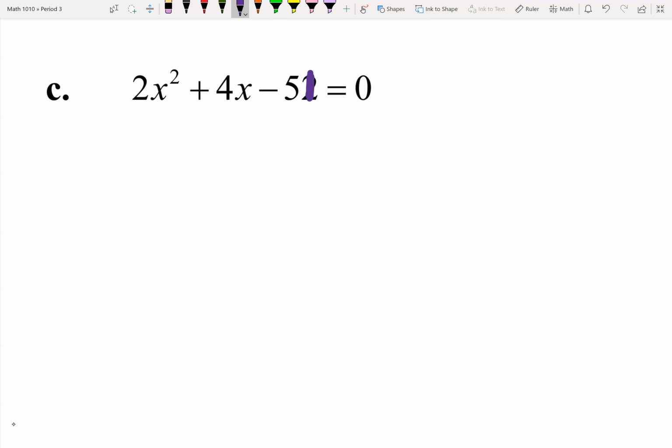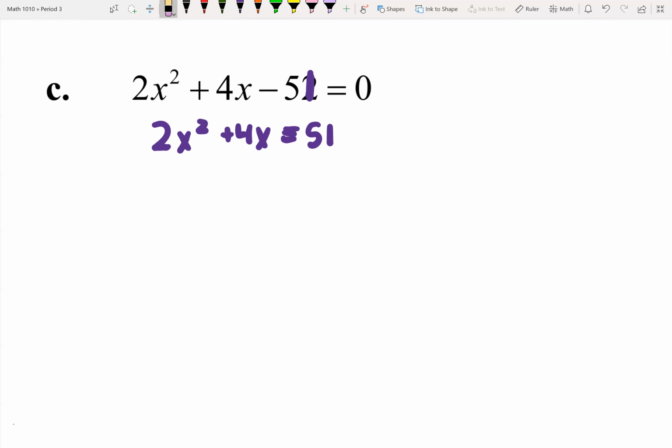Stay right with me. Why did I change it to a 51? Anybody know why? Because I could have factored out a 2, right? And then that would have made it much easier. But 2 doesn't go into 51, so I didn't want to make it weird. Okay, so everybody bring the 51 over. So everybody go 2x to the second plus 4x equals 51.